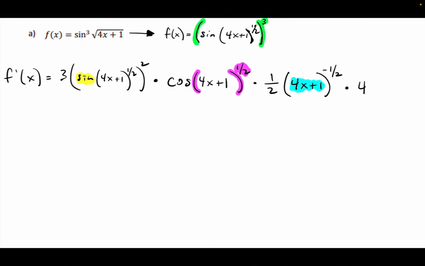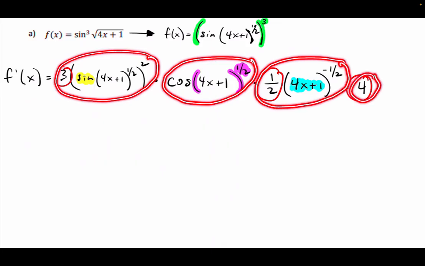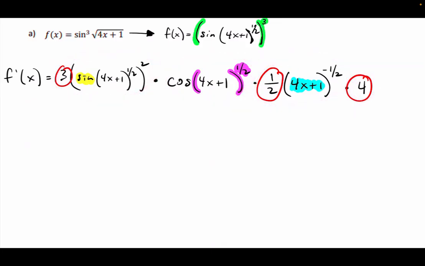Well, I have 3 is a monomial, 1/2 is a monomial, 4 is a monomial. Those guys are all monomials, so I can multiply them together because it's one big multiplication problem. I have this guy times this guy times this guy times that guy. It's one big multiplication problem. So I can multiply 3 times 1/2 times 4. 3 times 4 is 12, times 1/2 is 6.